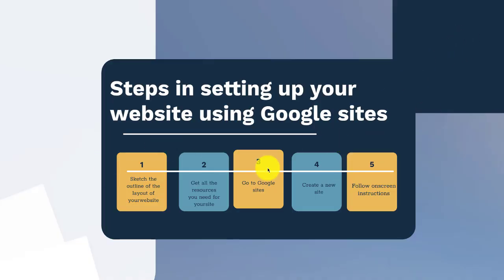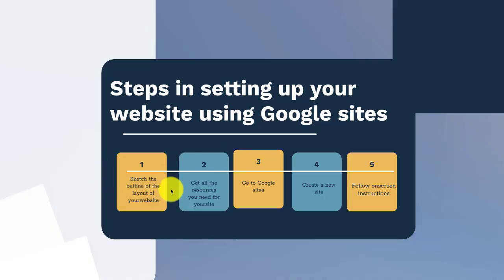So let's get on with the action. What are the steps in setting up the website using Google Sites? There are 5 steps which we are going to take on very quickly, but slowly. Well, it can be quickly and slowly. I'll be rather fast so as to keep this video length short.